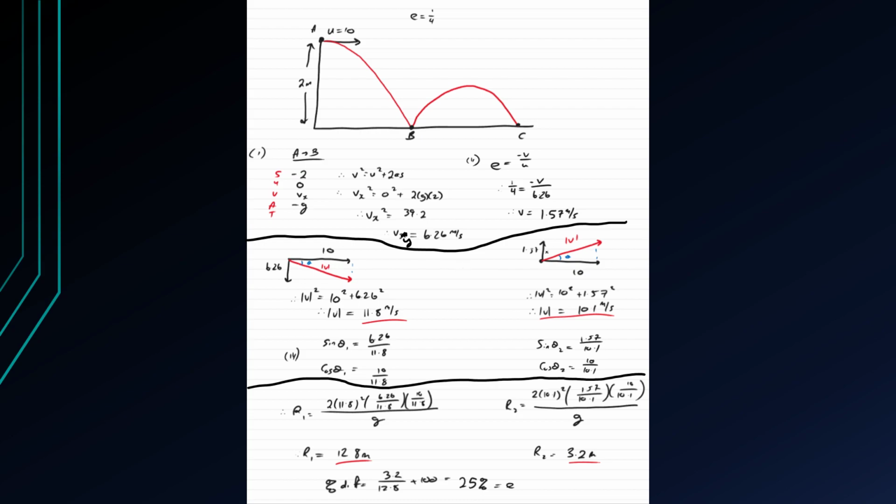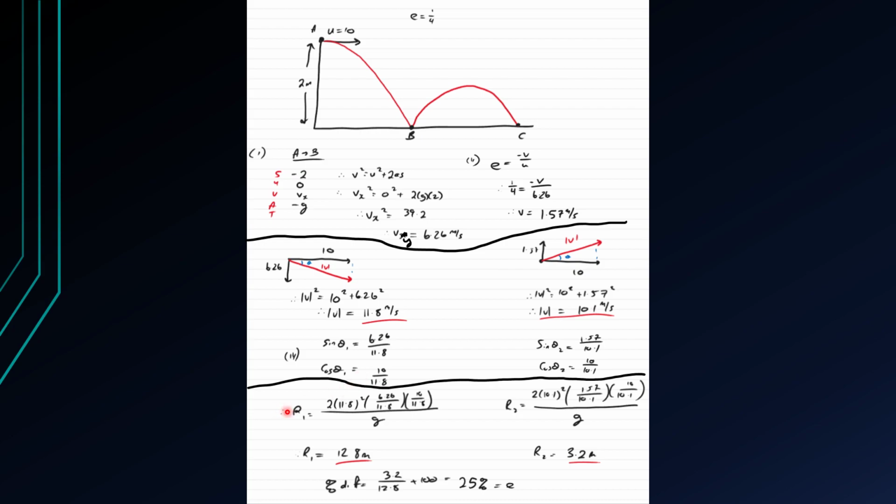And here are the diagrams of the 2 velocities now. Obviously they're not to scale. They're actually wildly not to scale at all. But the magnitude of the velocity is 11.8 from squaring these and taking the square root. And here it's 10.1. So we need our u, and we also need sine theta and cos theta. So we've defined theta as these little angles in here.